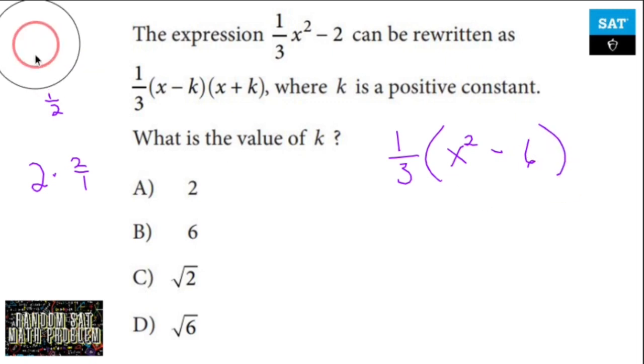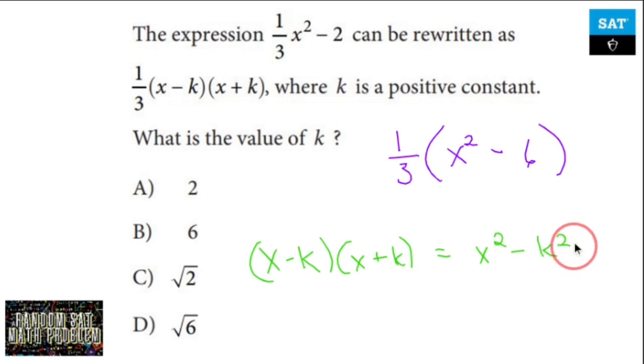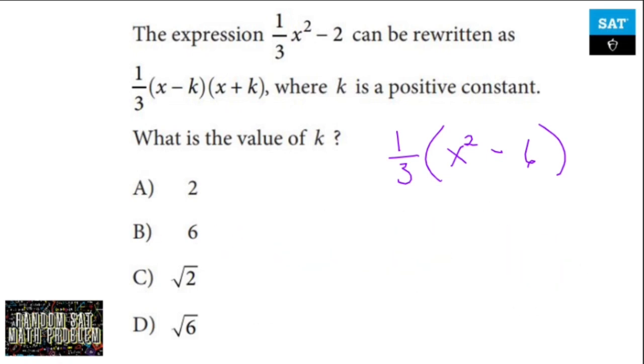Now, they want me to make this a difference of squares. What's difference of squares? It says that x minus k times x plus k comes from x squared minus k squared. So in order to factor this using difference of squares, I have my 1/3 still living out there. It's still there. And if I'm going to factor that out, I have a positive and a negative.